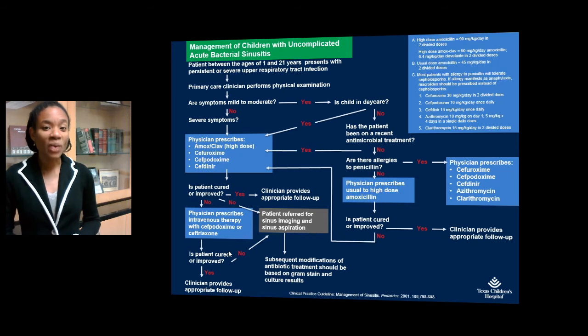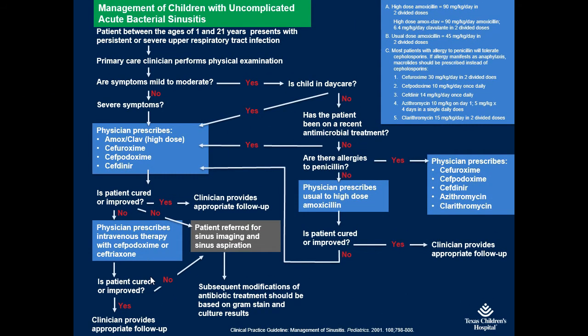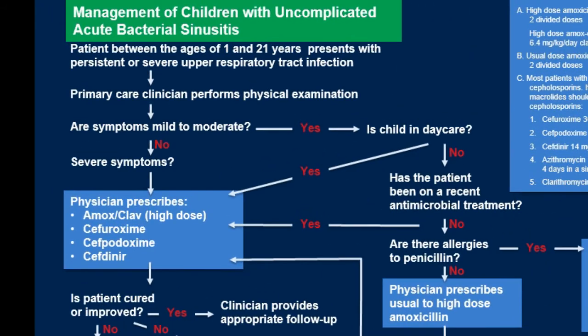This slide is quite busy, but remember you can pause and follow, and I'm going to guide you through the key points shown here. When you're managing children with uncomplicated acute bacterial sinusitis, and their disease is mild to moderate, the child is not in daycare, and the child has not been on recent antimicrobial management and is not allergic to penicillin, your first line of management is high-dose amoxicillin.